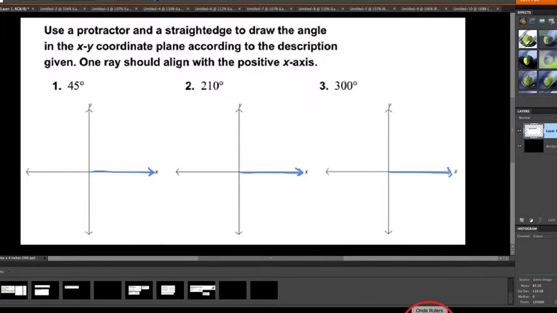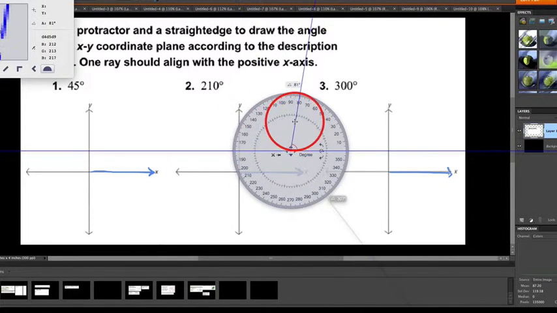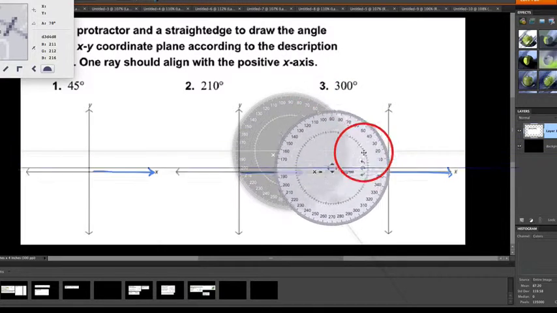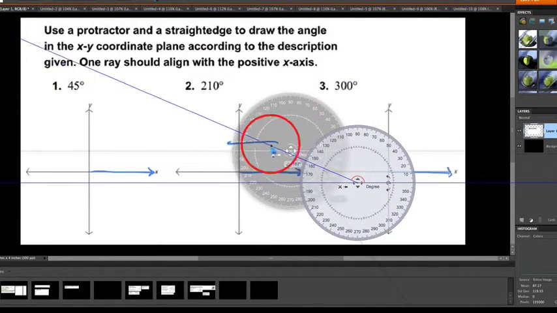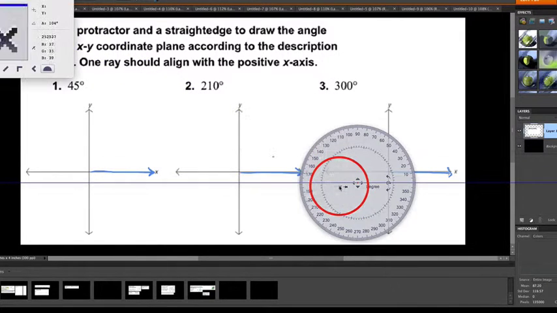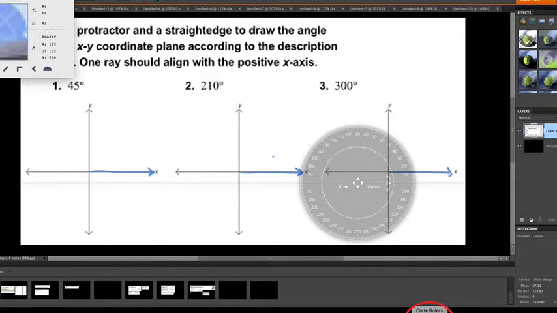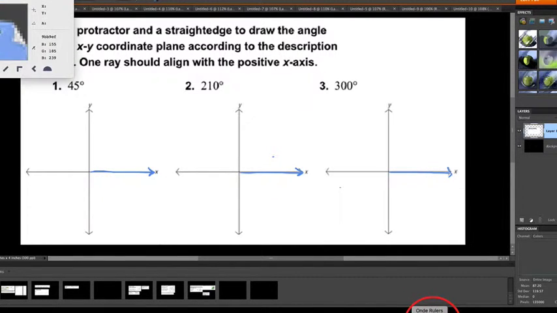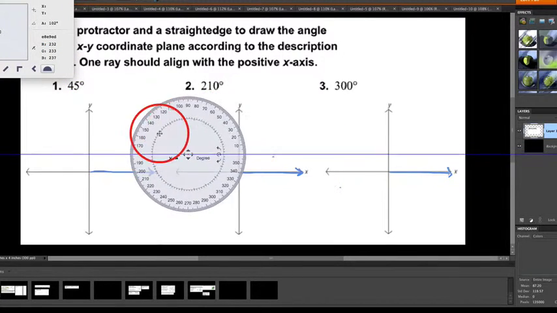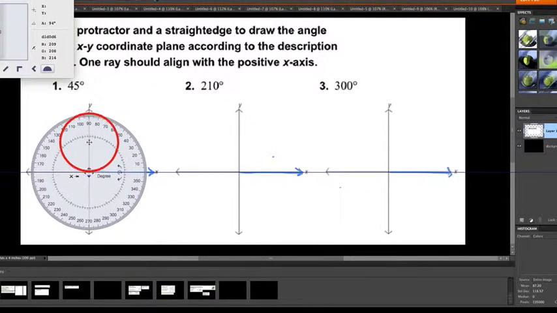And I found this nifty little piece of software here. It's a free version of a protractor. Let me see if I can manipulate things a little bit better. Ah, no, I cannot. Let's try this again here. If I close out of that maybe, and we'll try this again here. There we go.